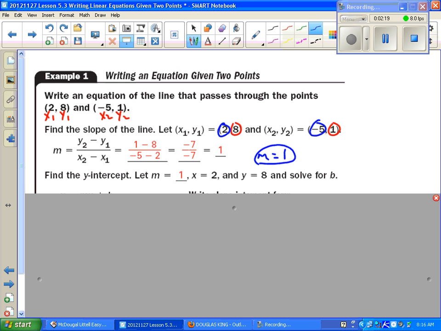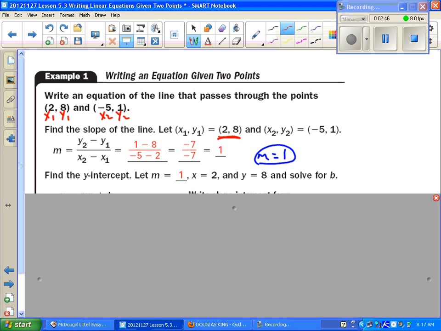It says find the y-intercept, let m equal 1. That's what we just found. And then you could pick either of the 2 points. This is where people get a little bit confused. It doesn't matter if you use 2, 8 or if you use negative 5, 1. If one of them looks like it's easier to use, like it looks like you can multiply by zeros and stuff like that and give you a little easier work, by all means, you use those points. But as a rule, use the first point. That way you'll always go back to the same one.